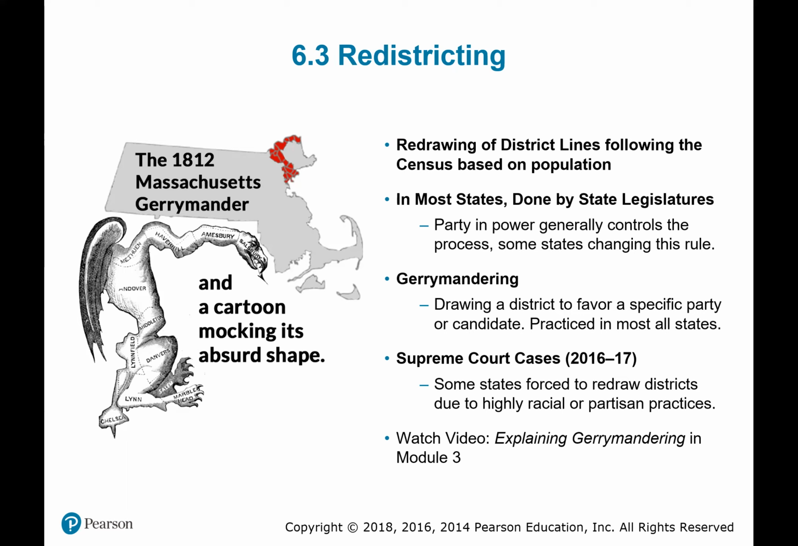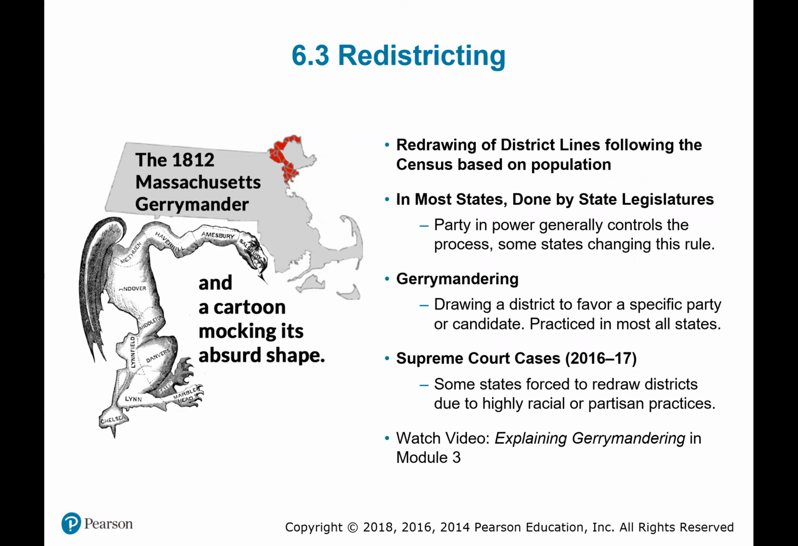Now, in most states, redistricting is done by state legislatures. So you see the problem there. The party in power generally controls this process. However, some states have changed the rule. Arizona is one, and there's some other states. And this hopefully is growing, that many other states are looking for an impartial, objective way to set up districts, because it can get very bizarre.